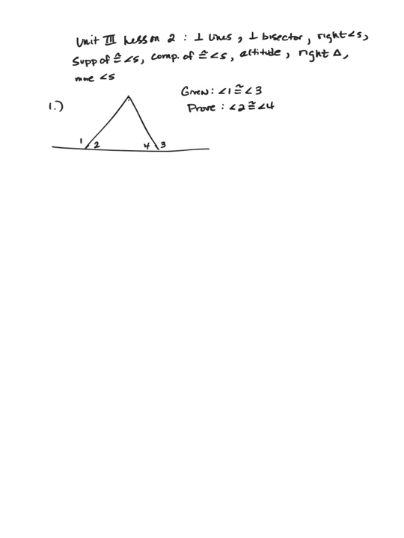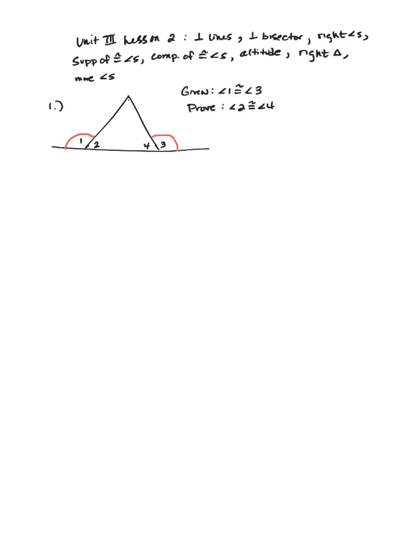Okay, so this is Unit 3, Lesson 2. We're going to be learning a lot about perpendicular lines and relationships amongst angles. So, if we look at number 1, we're given that angle 1 is congruent to angle 3. So let's mark those in the picture, and we want to prove that angle 2 is congruent to angle 4.